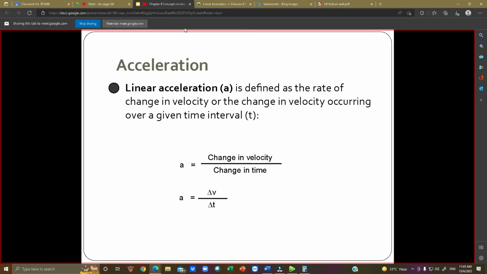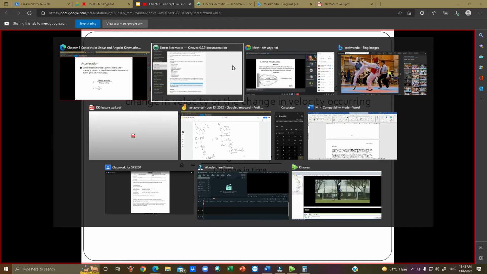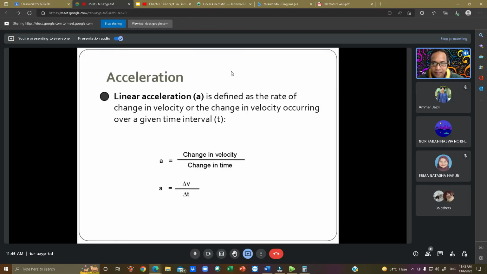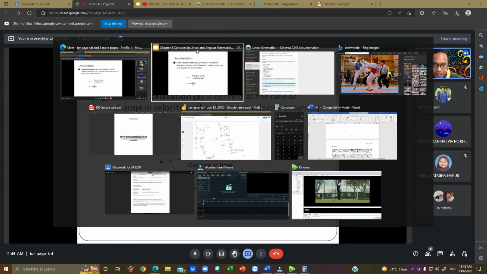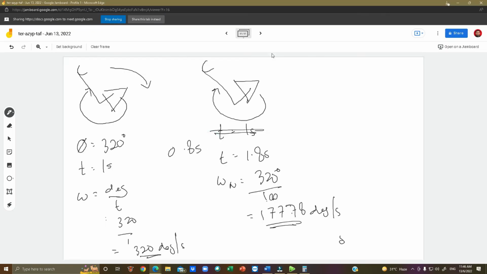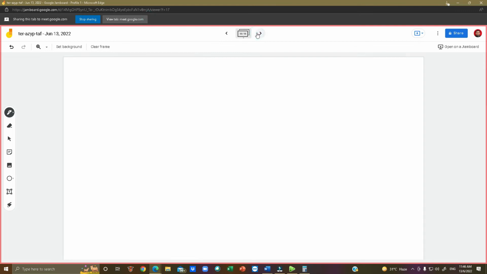Okay, so this last part is regarding acceleration. Okay, linear and angular acceleration. So for acceleration, kaitan dia is with velocity. Okay, so we have acceleration, percutan. And acceleration, dia tak ada skala. It has value only in vector.